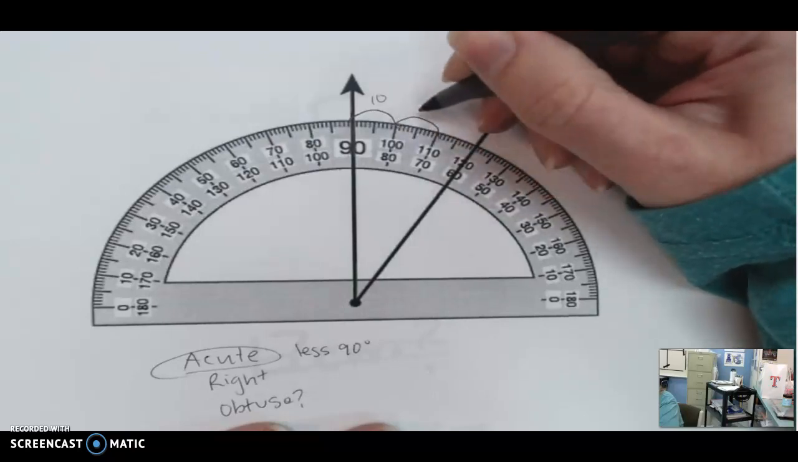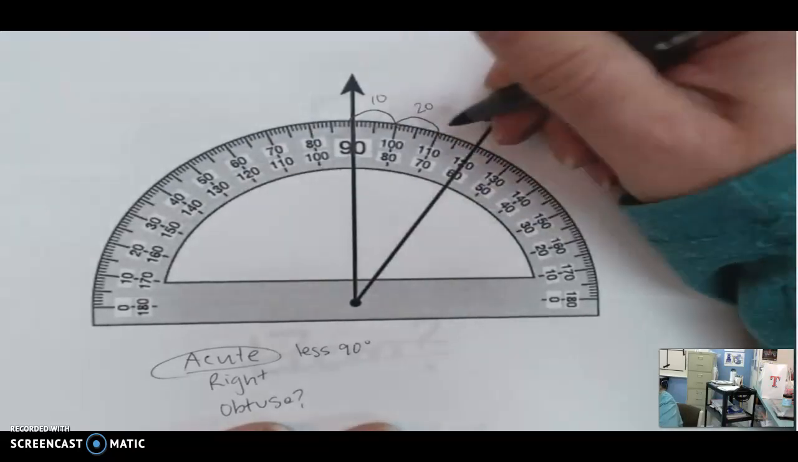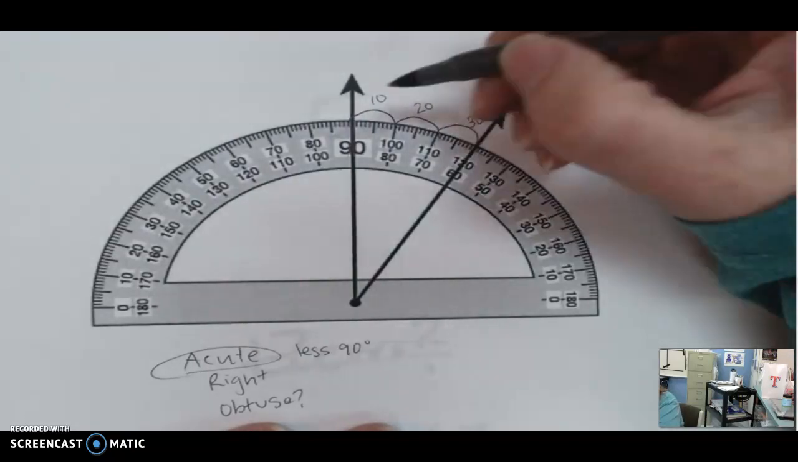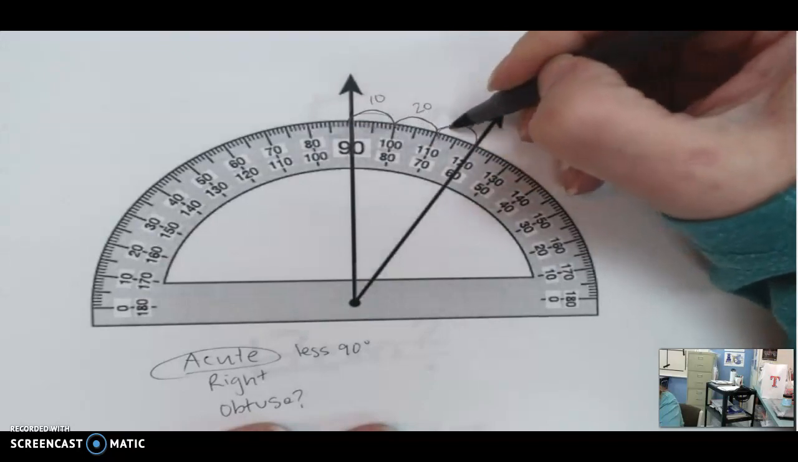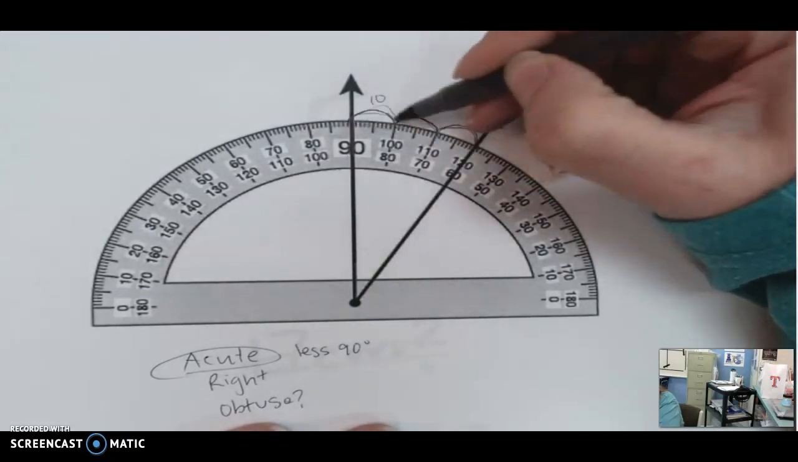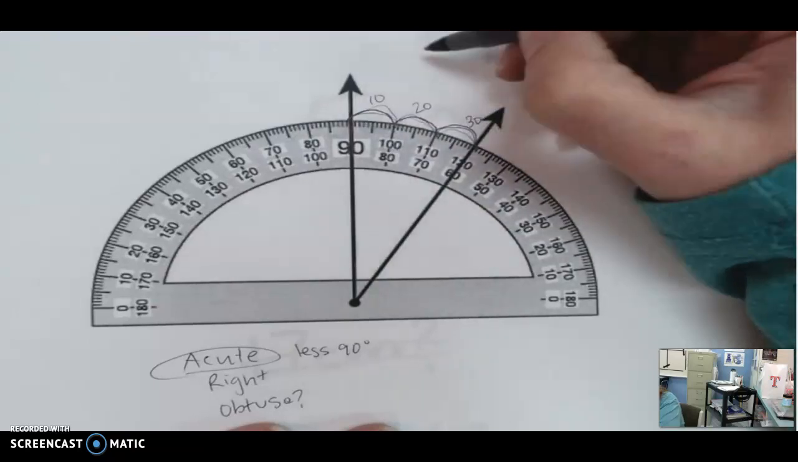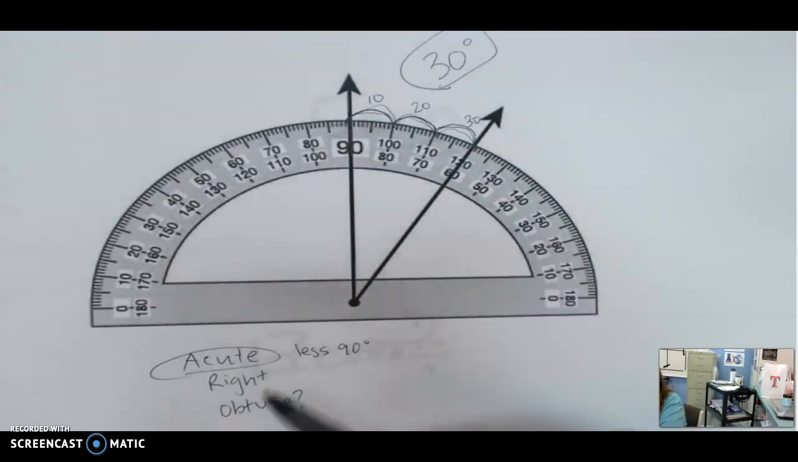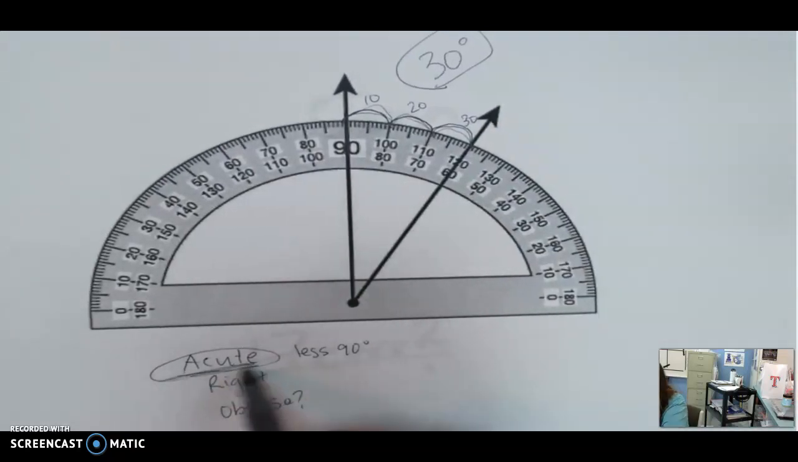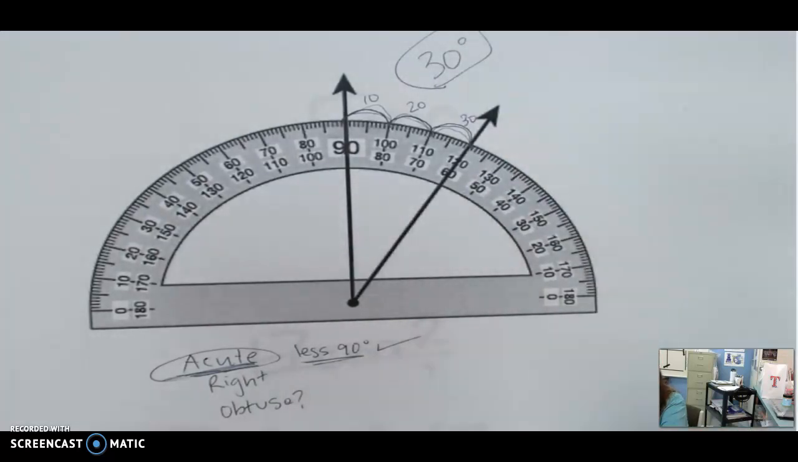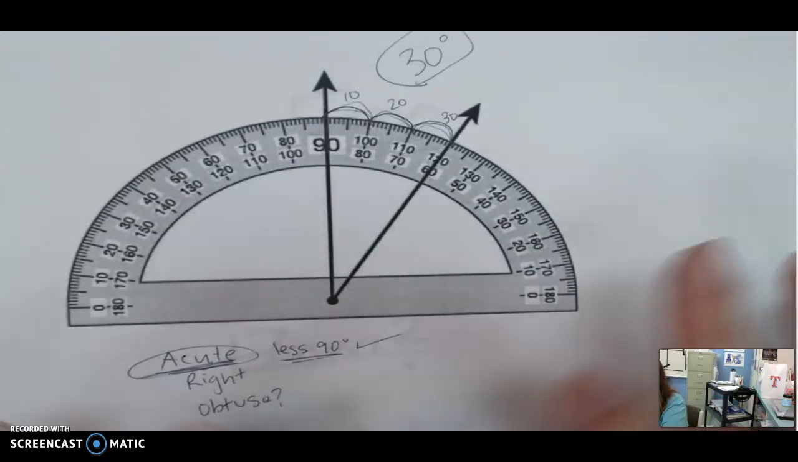100 to 100 is 20. It's counting by tens. 10, 20, 30. Or this is 10 plus 10 plus 10. So if I'm just using this as a number line, 10 plus 10 plus 10, this is a 30-degree angle. And that does match what I thought it was going to be. Acute, less than 90, 30 degrees is less than 90. That does work out. All right, does that make sense?